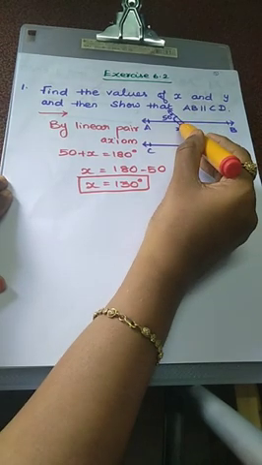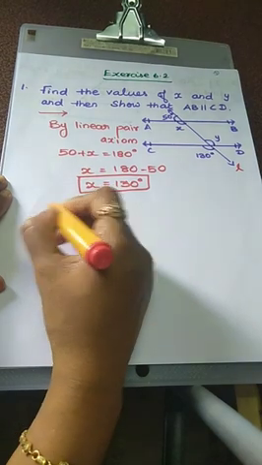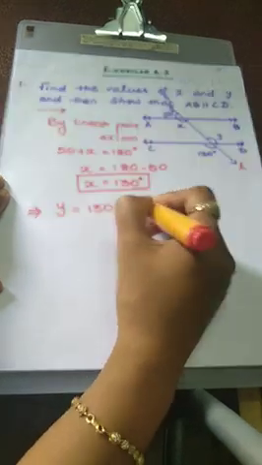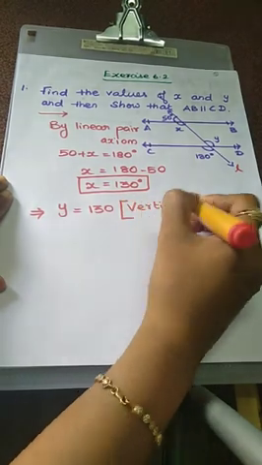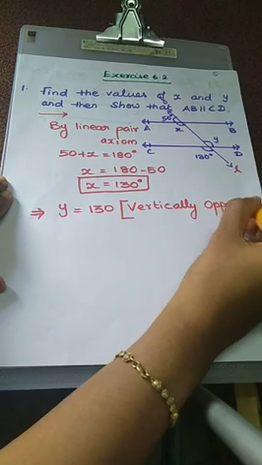x is equal to 130 degrees means we have to take the y value also as 130 degrees. Why is the y value also 130 degrees? That is because they are vertically opposite angles. So we take y is equal to 130 degrees, vertically opposite angles.